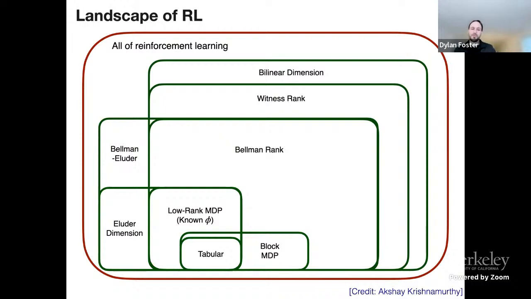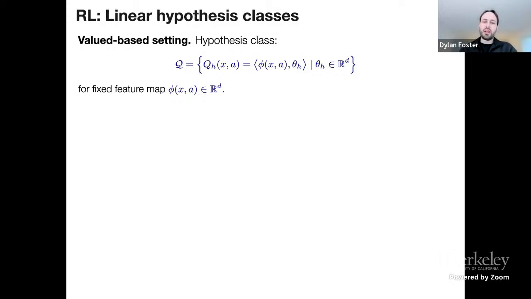So to start off, we've already seen tabular reinforcement learning in the first part, which is this little bubble. So our starting point is going to be to move out one step and look at reinforcement learning with linear function approximation in a setting called low rank MDP. So the setup here is we're going to be working in a value-based setting, which means I'm going to take my hypothesis class to be a set of Q functions, which we're calling script Q. And we're looking at perhaps the simplest value-based setting, which is where all my Q functions are linear in some fixed d-dimensional feature map, which we're calling phi.